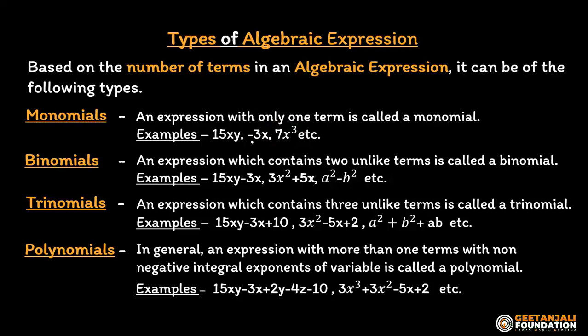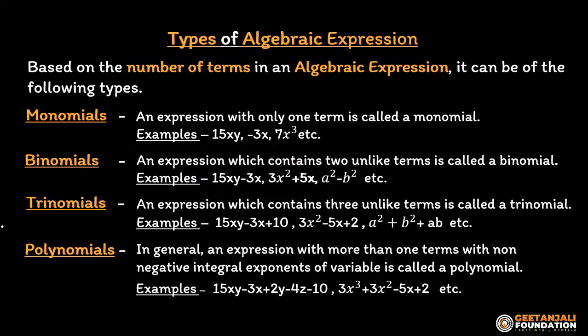A binomial: an expression which contains two unlike terms is called a binomial. For example, 15xy minus 3x. You can see this is the first term and this is the second term because there is a negative sign between these two. As soon as there is a plus or minus sign, you say these are two different terms. Here, 3x squared plus 5x. These two are different terms.